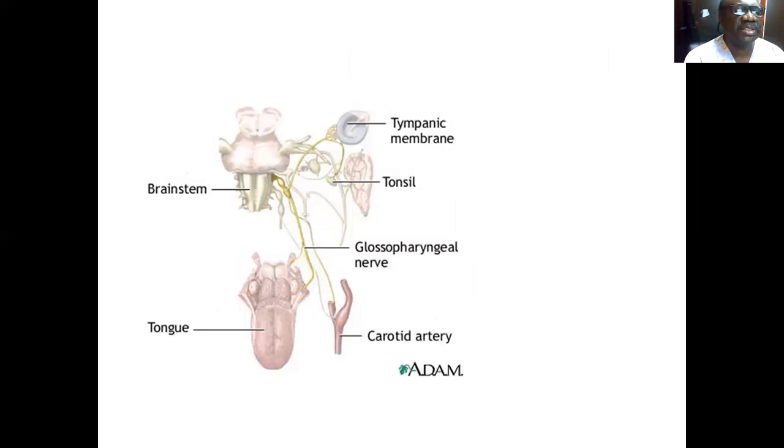And this illustration shows the glossopharyngeal nerve and its innervation to the posterior 1/3 of the tongue and also to the tonsil and the tympanic membrane. Again, do not forget this.